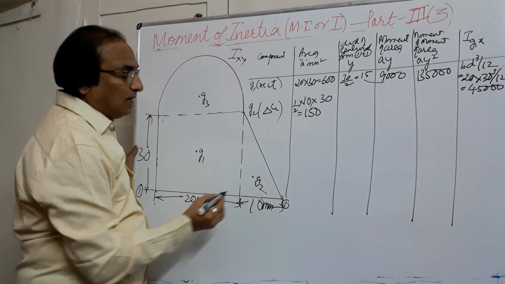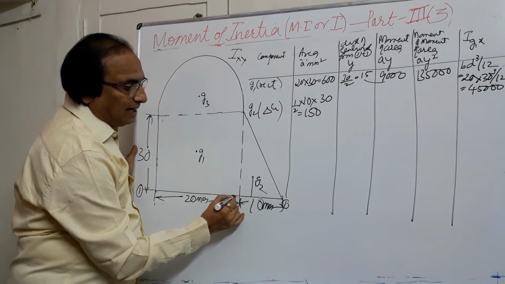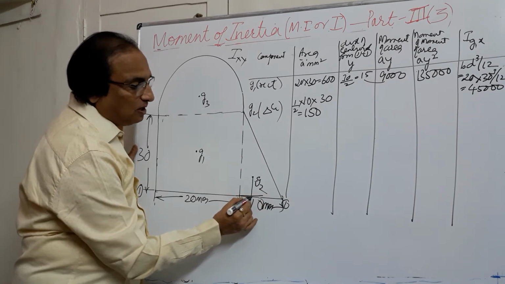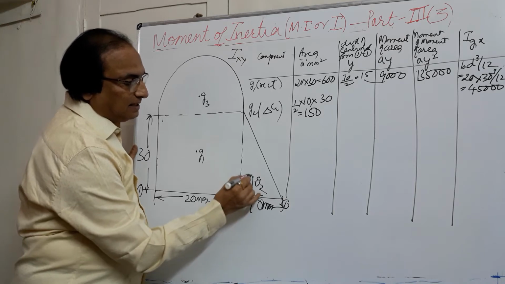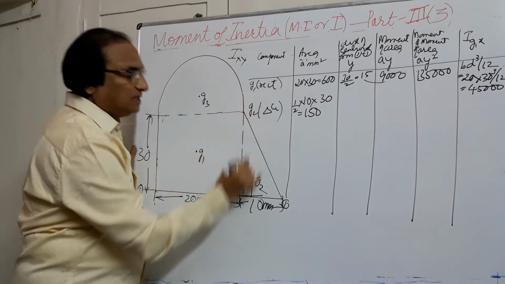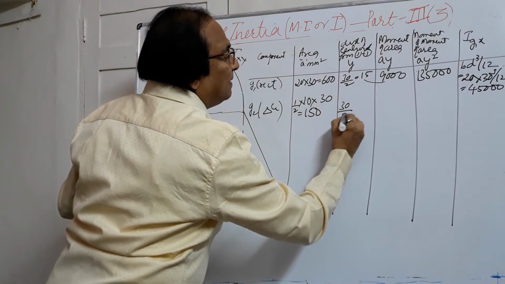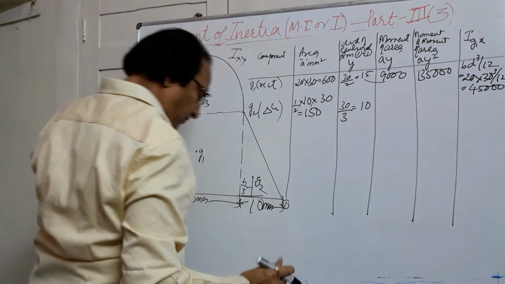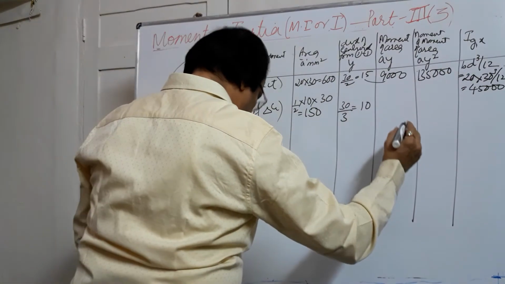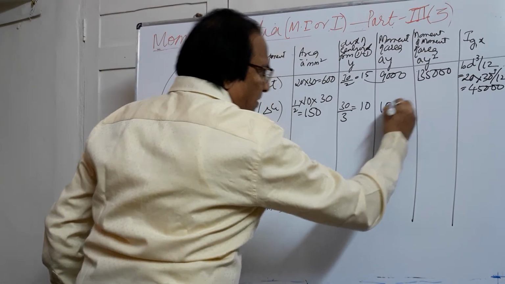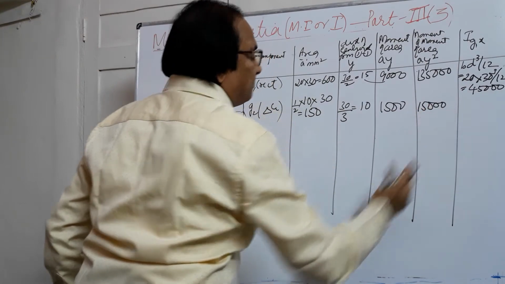Half into base into height. And we know this is the center of the triangle. I need the distance from 1-1. Here 1-1 and the base are coinciding. So from the line, the distance of the centroid is h/3. Like this, the distance is h/3, and h in this direction is 30. So this will be equal to 30/3, which is 10. If you multiply this value, you get 1500. Once again if you multiply this, you get 15000.